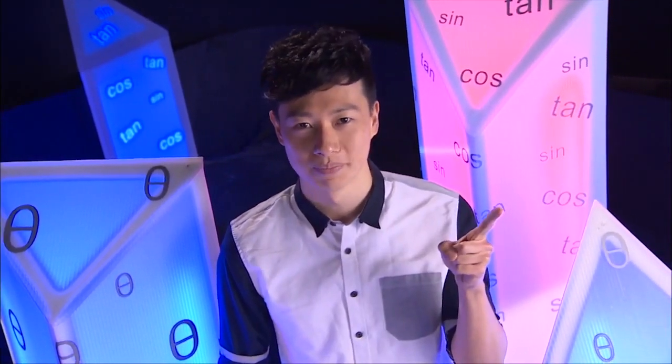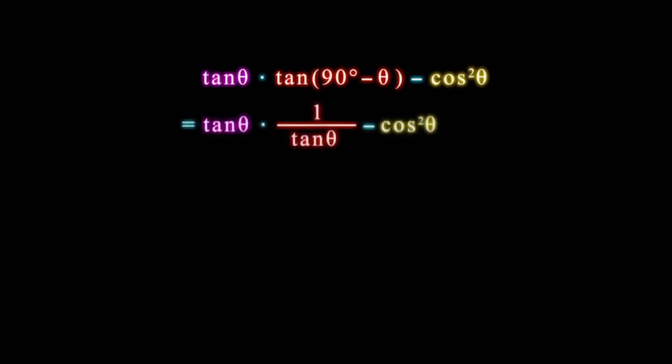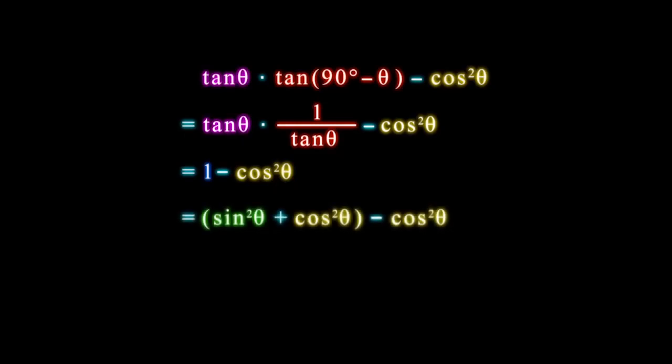Let's try this problem. There is a trigonometric expression: tangent theta multiplied by tangent 90 degrees minus theta, minus cosine squared theta. Let's use trigonometric identities to simplify this expression. Since tangent 90 degrees minus theta is equal to 1 over tangent theta, and sine squared theta plus cosine squared theta equals 1, after simplifying the expression, the result is sine squared theta.